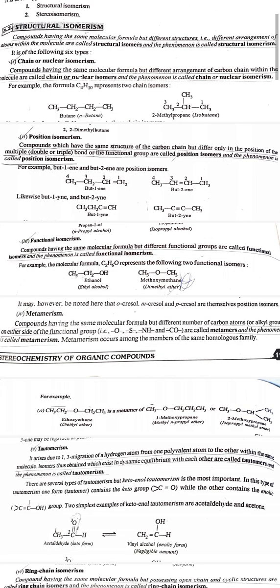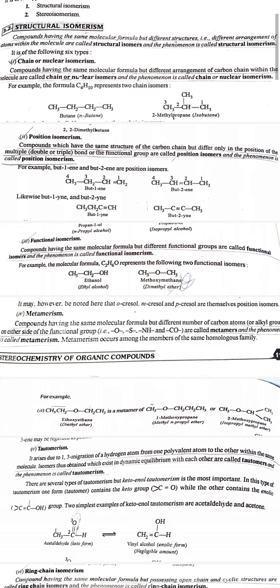Chain or nuclear isomerism. Compounds having the same molecular formula but different arrangements of the carbon chain within the molecule are called chain or nuclear isomers, and the phenomenon is called chain or nuclear isomerism. For example, C4H10: butane and 2-methylpropane or isobutane.